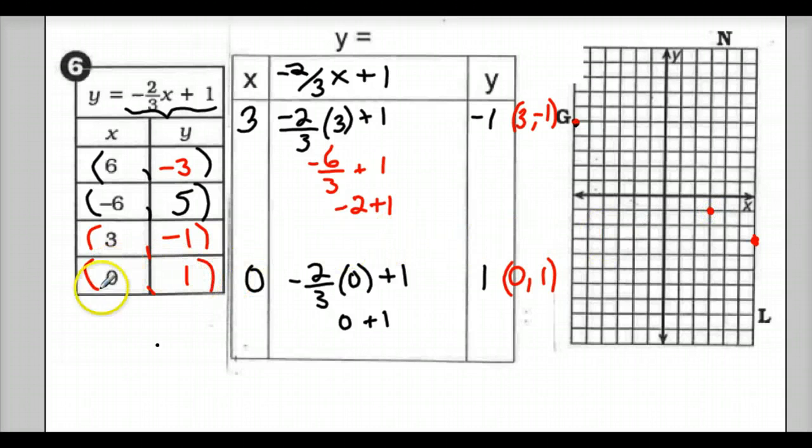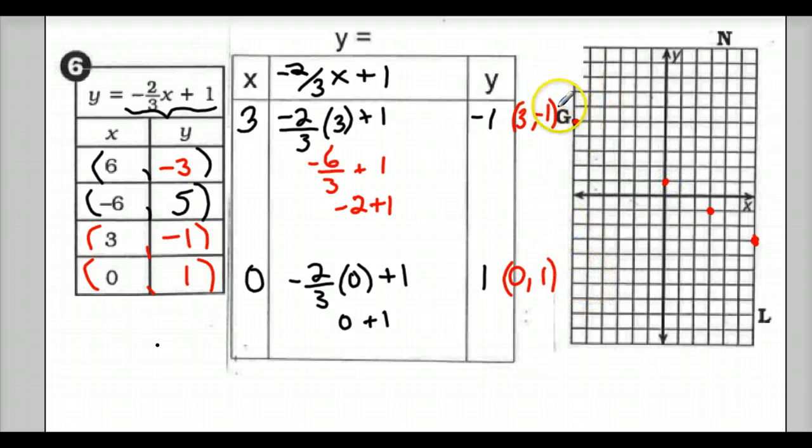You should have next substituted 0 in for your x value. So we put 0 here. Anything times 0 is 0. So this negative 2/3 times 0 is 0, plus 1 is 1. So your ordered pair is (0, 1). Looks kind of like a little owl. So remember, with 0 as your x, you don't go anywhere on the x-axis. You just go up 1 on the y, and you put your dot there.